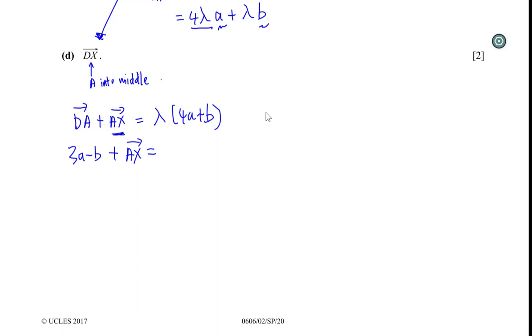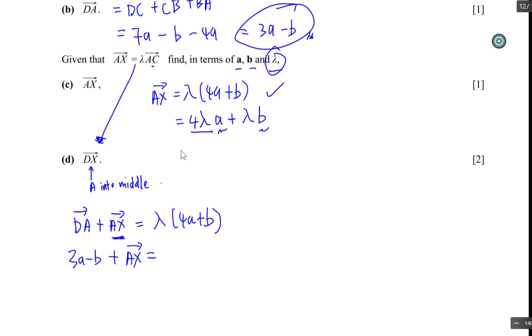Okay, they asked about DX, they're not asking about AX. They asked about DX, then I straight away do this. DX equals DA plus AX. We have the AX, right? AX will be lambda times 4A plus B. So this is DA plus AX, and this one will be lambda times (4A plus B).